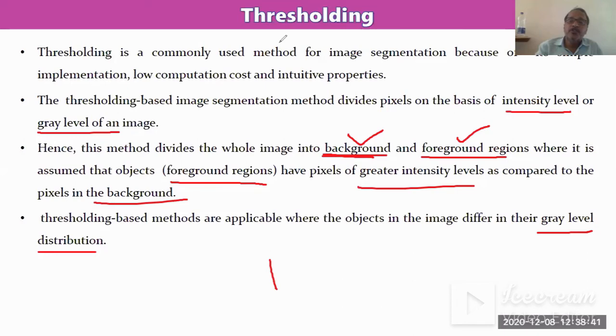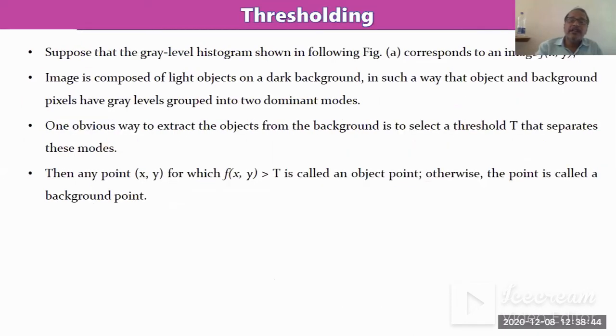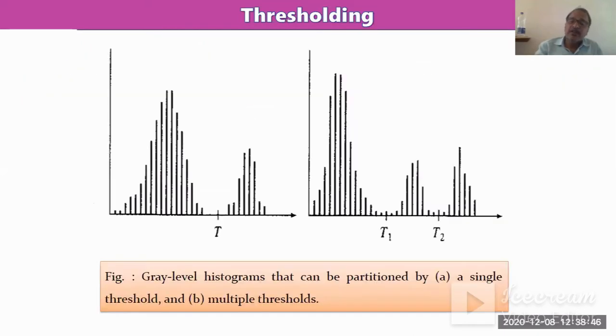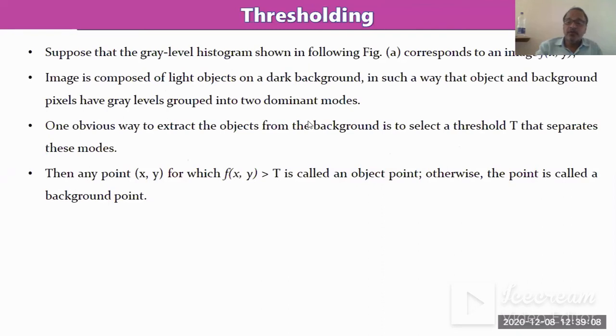So if we draw the gray level distribution in the form of a histogram, suppose this is our example. Here we have to draw that particular gray level in the form of a histogram. We can see that some values lie here, some values lie here, some lie here, and some lie here. So this is a very good way to divide the image into foreground and background pixels, or divide the image into different segments.